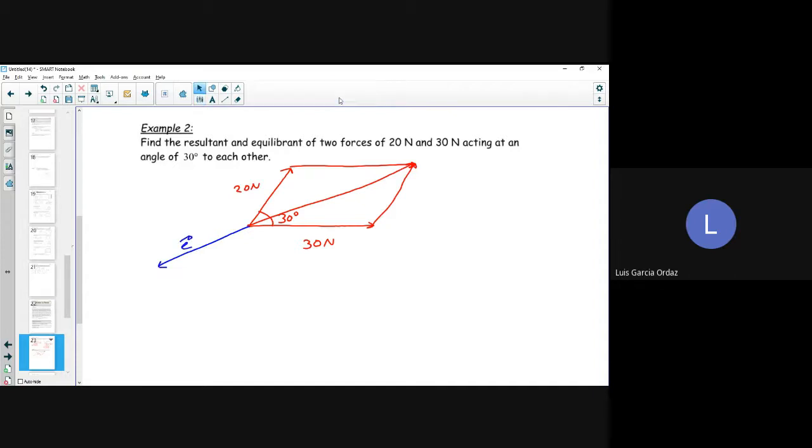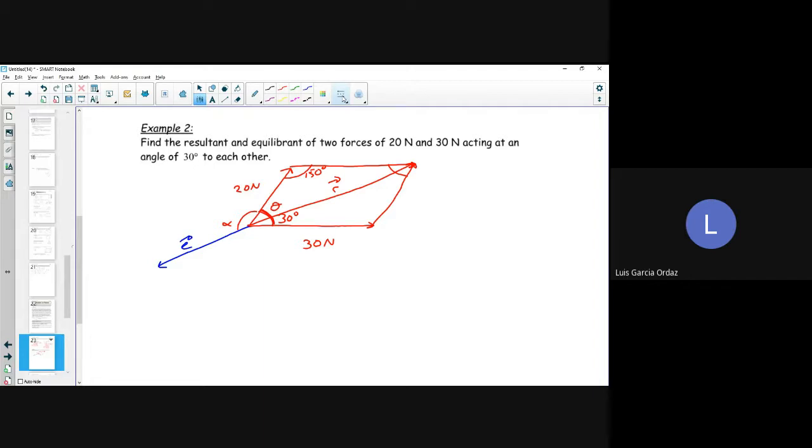So my equilibrant is going to be this vector over here. So that's my E. And my red one is going to be my resultant. Now, I know this angle over here that I drew is going to be 30 degrees, which means this angle at the top over here is also 30 degrees. So if both those angles are 30 degrees, what is this obtuse angle at the top that will help me solve for the resultant? It's 150. So this is going to be 150.